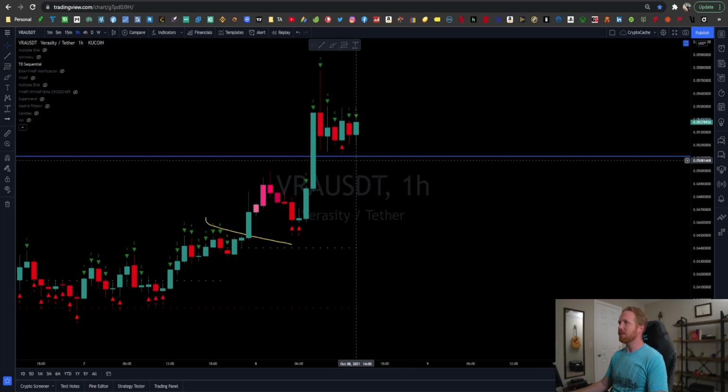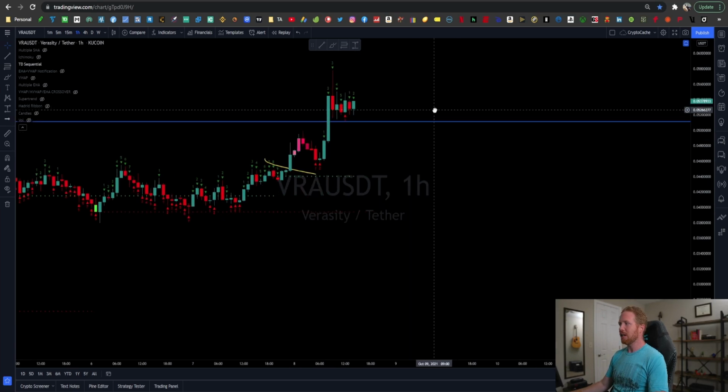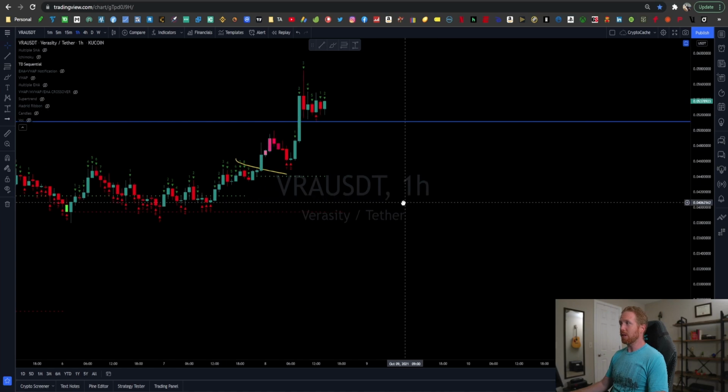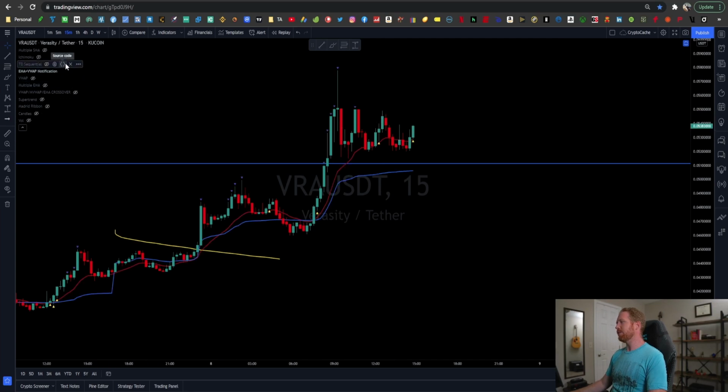So I like this here. It's kind of the calm before the storm, so to speak. So I think it's pretty safe to say we might continue to see another leg up or two from VRA, possibly even this weekend. Take a quick look at the 15. I think we're probably going to be well above VWAP.